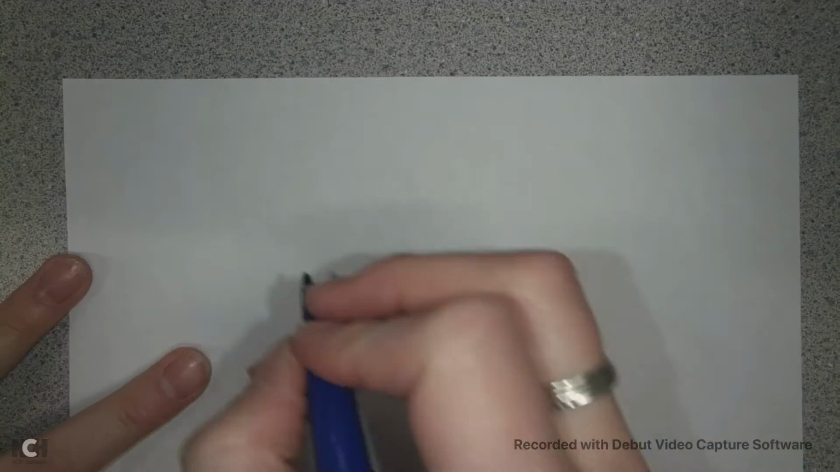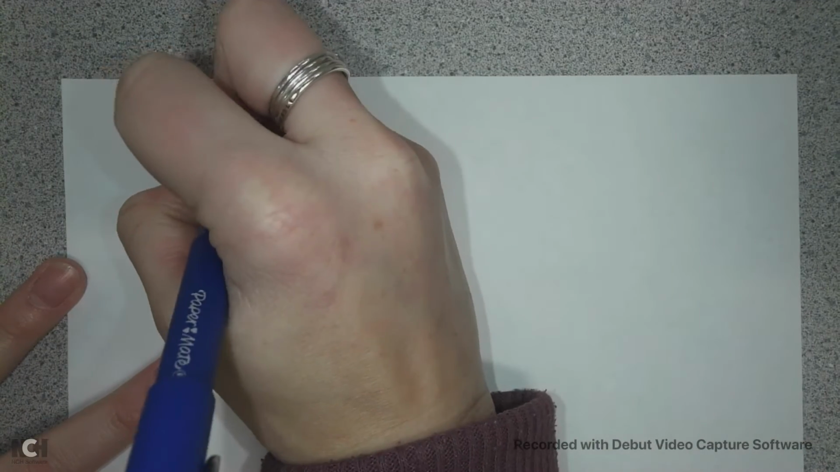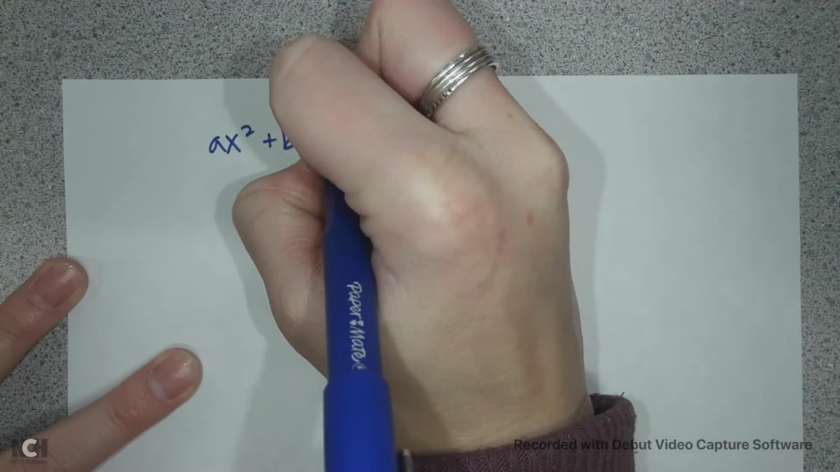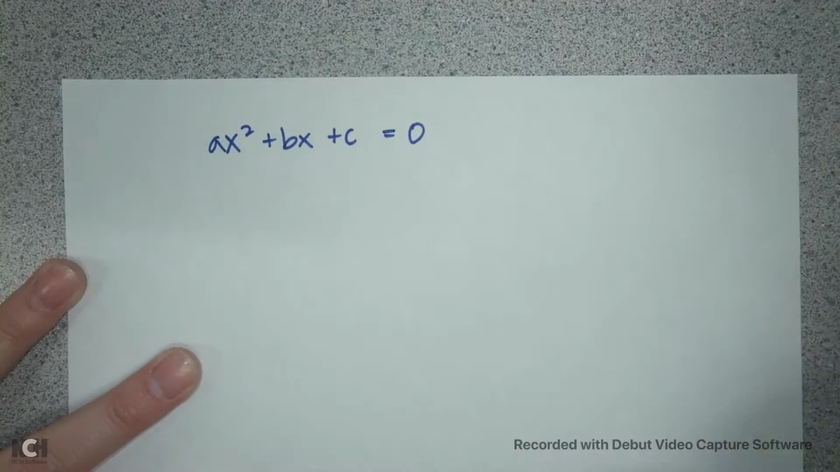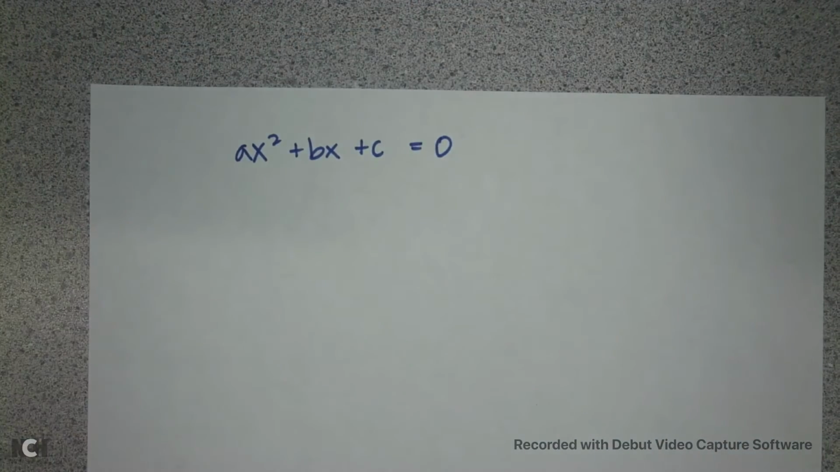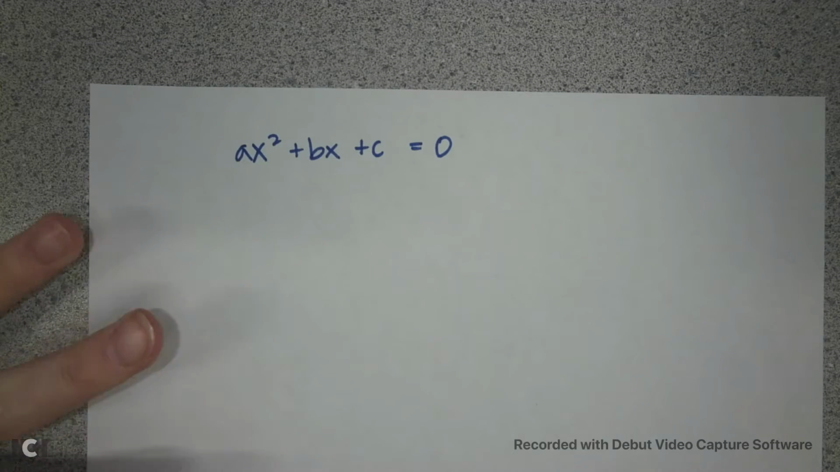All right, guys, so we will be deriving the quadratic formula from our standard form, which is ax squared plus bx plus c equals 0. Now, the first thing we're going to do is complete the square of this. So we're solving for x. That's our idea, okay? So we need to solve for x. We're going to complete the square.